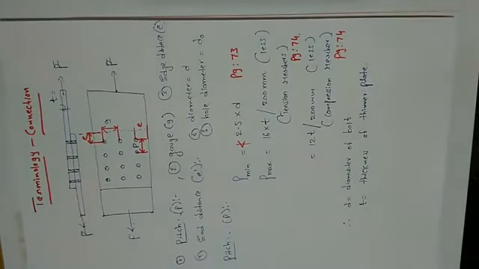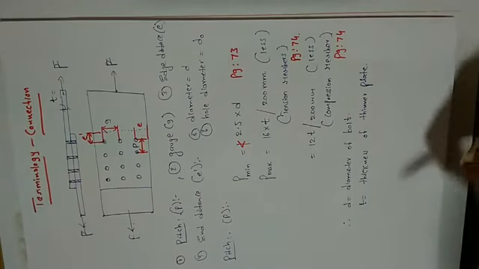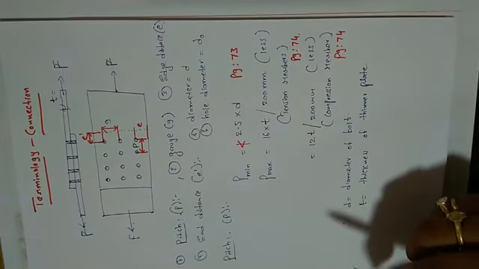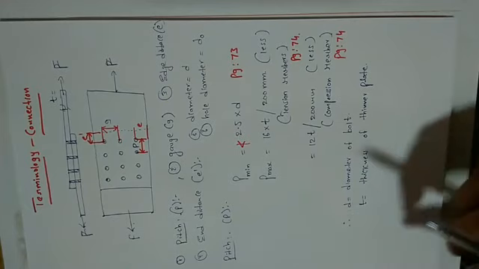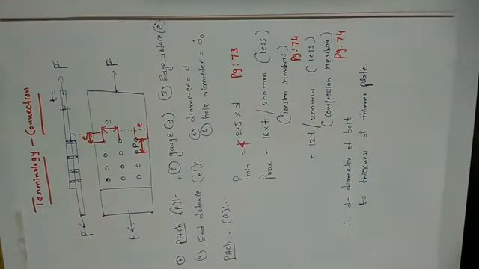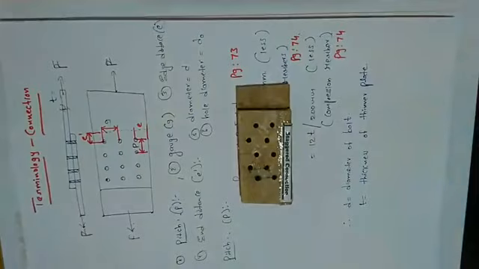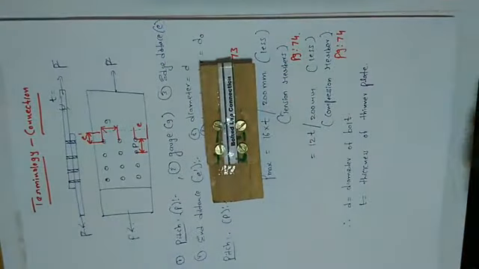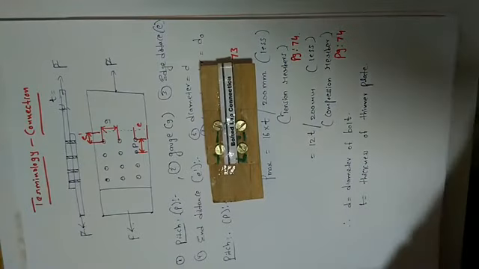What happens for the staggered connection? Is there any variation in the staggered connection? Yes, there is some variation. What do we mean by a staggered connection? A staggered connection is where the bolts are placed like this, in the form of a chain. So if the bolts are placed like this, these formulas are, one second.